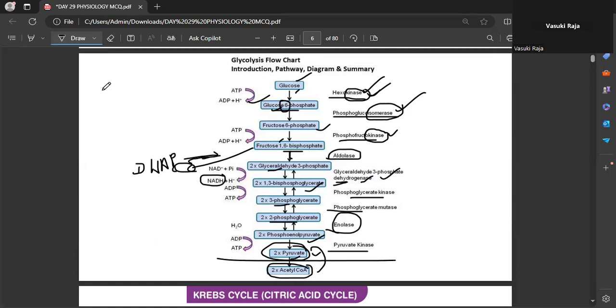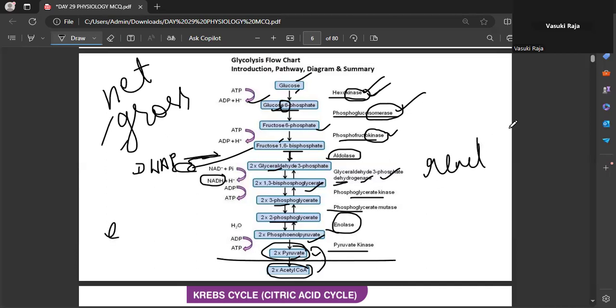See, here you should know what will be the net product and what will be the gross product, how many ATP are getting synthesized, how many NADH are getting synthesized, net and gross. Also, each reaction is necessary, and which reactant is getting converted into which product, and which enzyme catalyzes it. So overall, you have to read all the steps, and also you should focus on which reaction is reversible and which reaction is irreversible. All these things are very important.